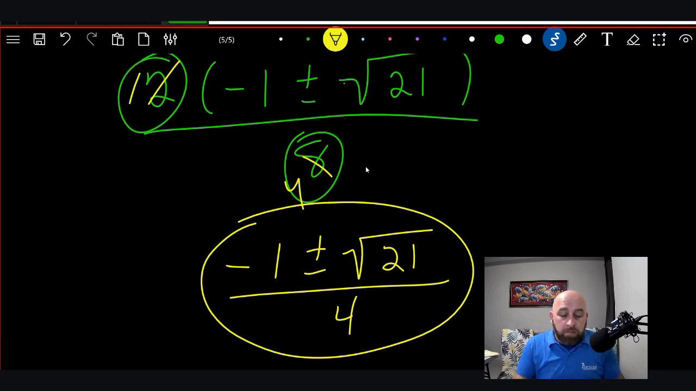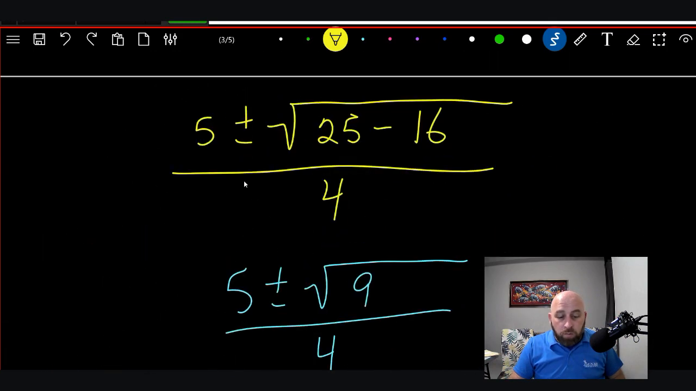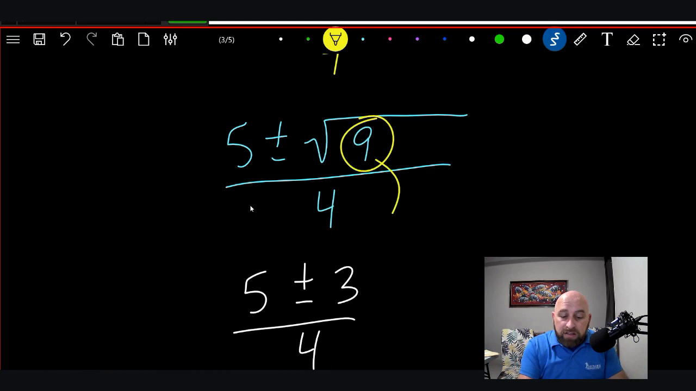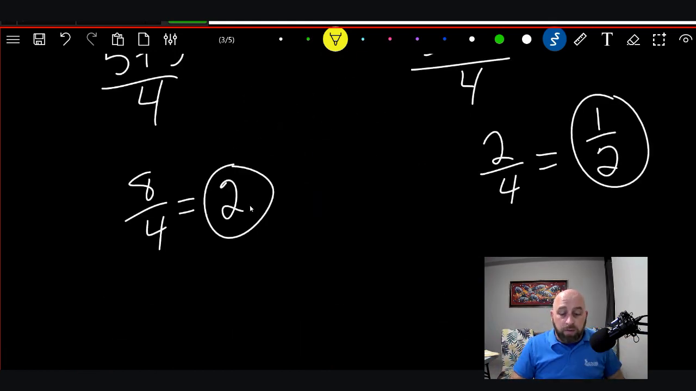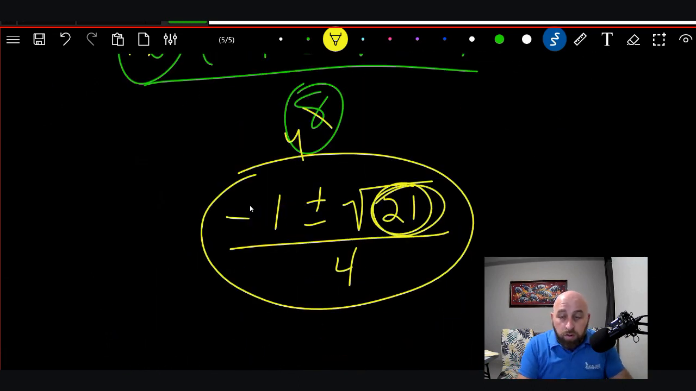Why are we done? Because I can't solve out the 21. This 21 doesn't solve. What if the 21 solved? Well, then you could keep going with that like we kept going with this other one, where when the 9 solved out right here, the 9 solved out to a 3. And so we solved it, and then we kept going. But here, there is no square root of 21. 21 is an irrational number under the square root sign, so we just leave it alone, okay? And circle your answer right there.